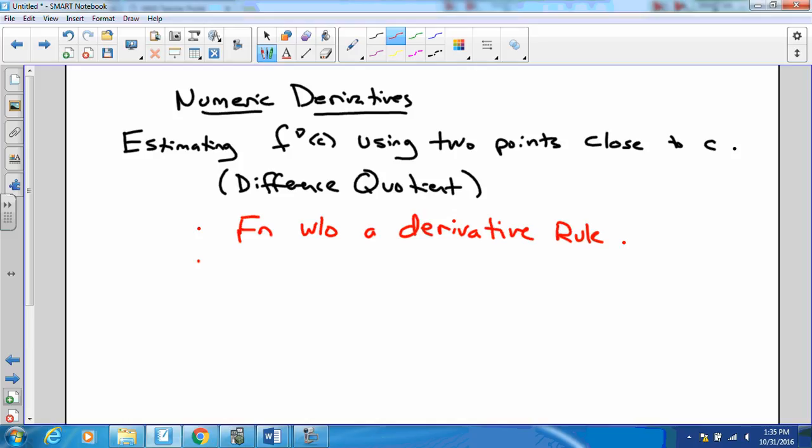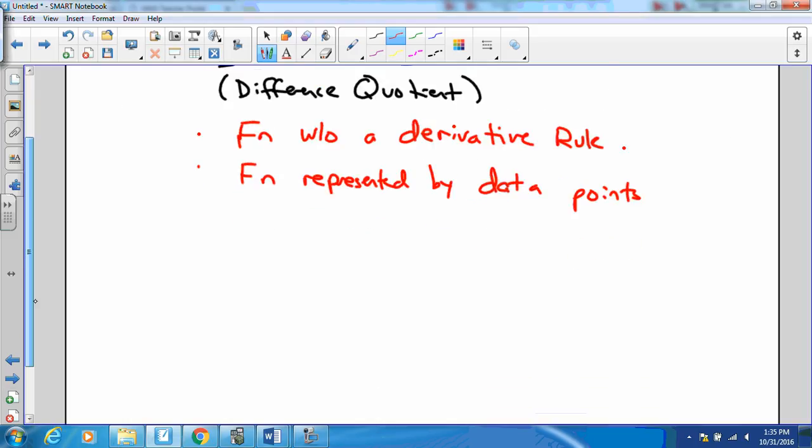And especially this occurs in the context of scientific data that have been collected. So functions that are represented by data points. And we're going to look at both of those today. In fact, I'm going to look at the second one first. With this problem, here's going to be our setup.